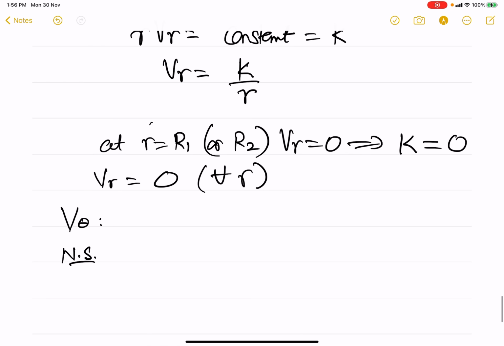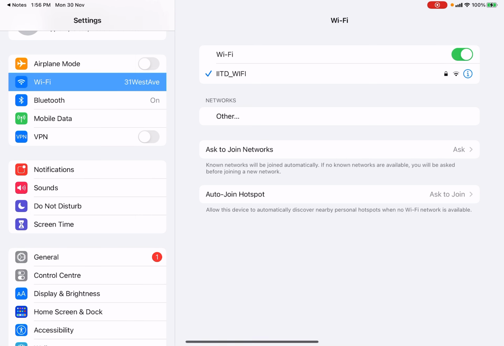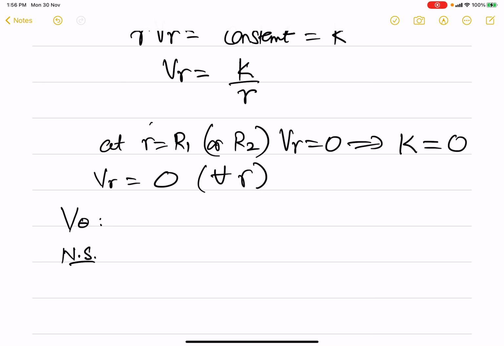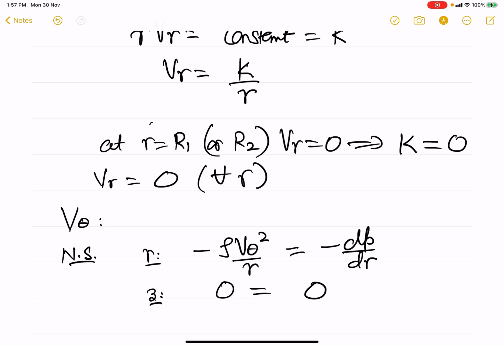As we have said, we first go to those components which we know are straightforward. So first we go to the Navier-Stokes equation in the r direction and z direction. In the z direction, the way it is specified, we will get 0 is equal to 0. When we apply the equation in the r direction and simplify all the terms, we get minus rho v theta square upon r is equal to minus dp upon dr.